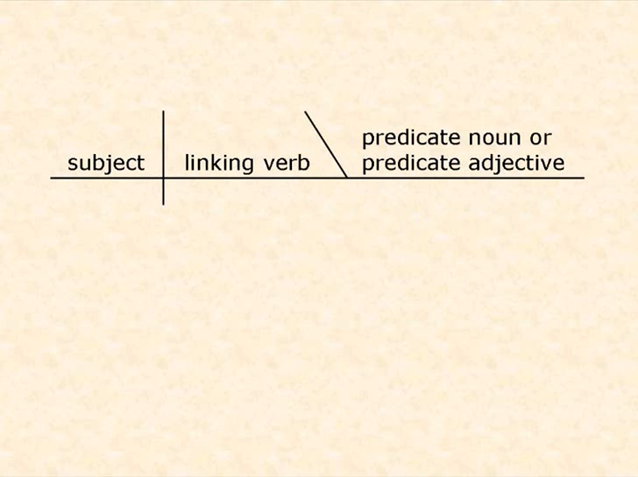The linking verb connects the subject with the predicate that either renames or describes the subject. As this slide shows, diagram the predicate noun or predicate adjective after the verb. Draw a backward slash between the verb and the predicate. You could think of the slash as pointing back to the subject that is being renamed or described.